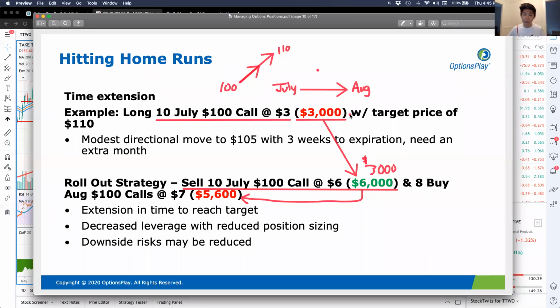So that never happens, right? Because normally for you to buy a longer dated option, you have to add more money, you have to risk more money. Here, you're actually bringing in a small credit. So this type of strategy allows you to extend your time in order to reach the target price that you have on the underlying stock. It decreases the leverage a little bit because originally you had 10 contracts, now you only have 8. But it typically does reduce some of your downside risk as well. What you're doing is trading off a little bit of leverage for some time, right?